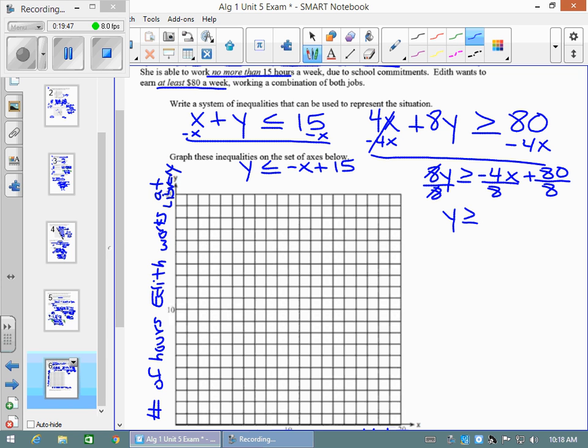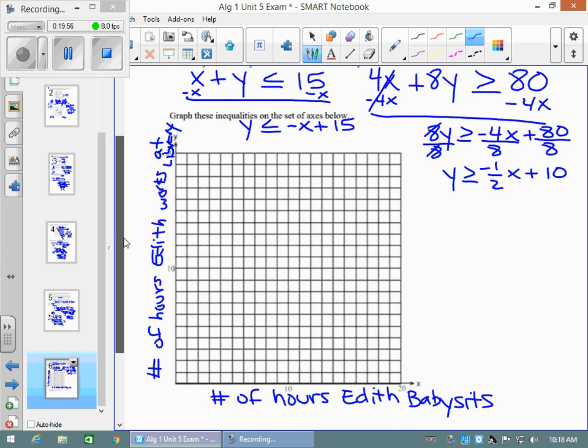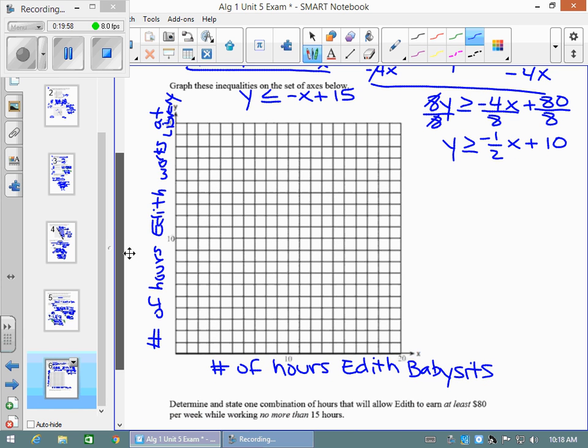So now I'm going to take a minute to graph both of these. I have a y-intercept in my first inequality of 15, so 11, 12, 13, 14, 15. I'm going to plot my y-intercept, and the slope here is negative 1. So down 1 over 1, down 1 to the right 1. You should be using a ruler at this point to trace your line.